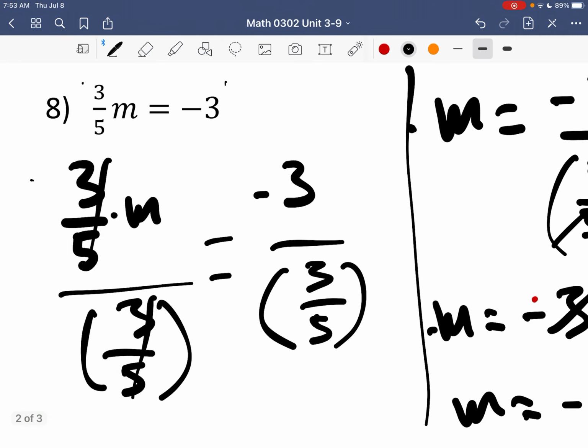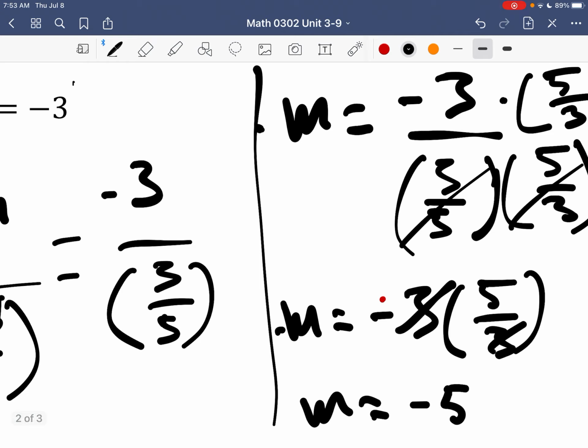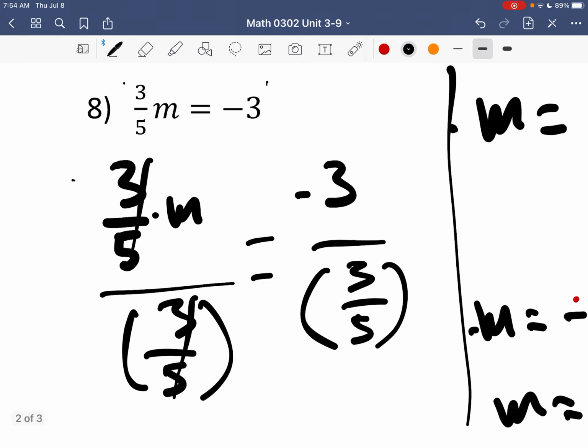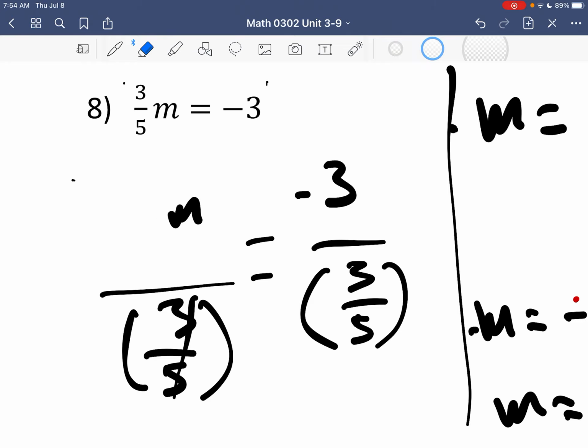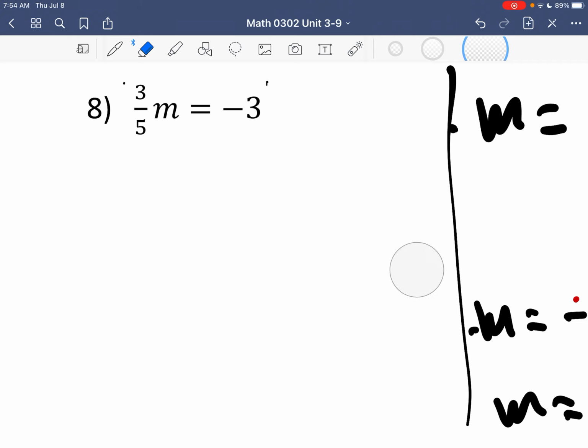I'm not going to do the check here. Well, actually I will. But it took a little while. We have to be very careful when we have fractions in equations and then using a multiplication or division property to deal with the fraction. M is equal to minus 5. Let's check the solution. We want to check to make sure that m equal to minus 5 really is the solution to the equation.